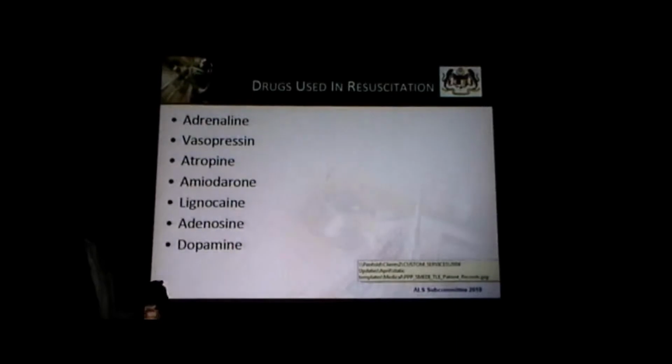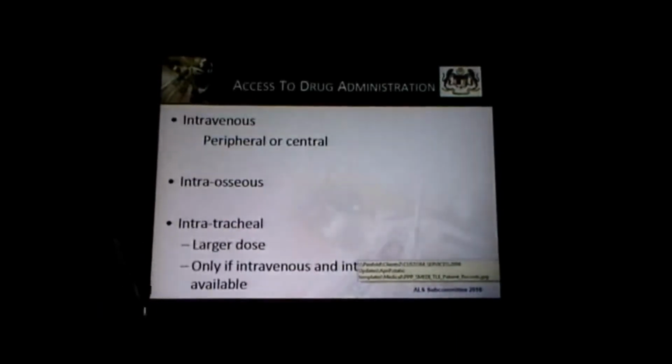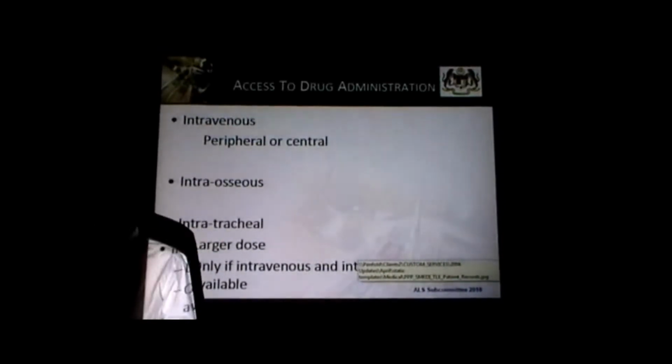Where can you see this? Mainly in your emergency trolley. Okay, so what are the routes of drug administration? Of course, IV commonly, peripheral or central. Your central is mainly for your vasopressors and inotropes.